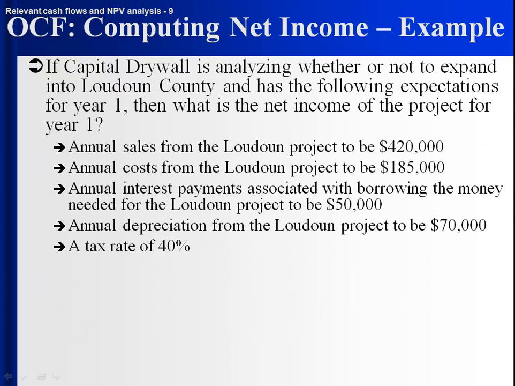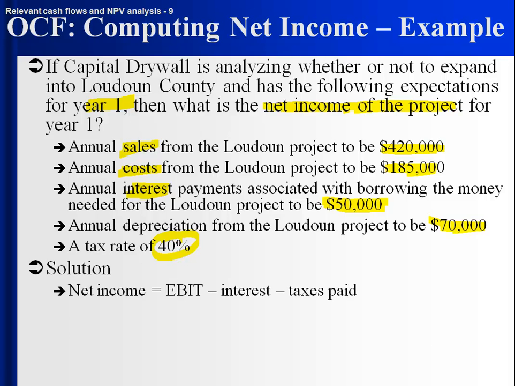So let's look at an example. We have Capital Drywall. They're looking to expand into Loudoun County. Here's our expectations for year 1, and we want to know what's the net income of the project. Sales of 420, costs of 185. Big project, they had to borrow, so in 1 year they're going to have to spend $50,000 on interest payments. Depreciation of 70,000, tax rate of 40%.